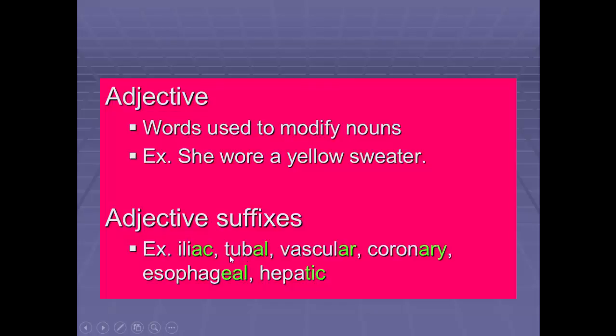So, in this case of tubal, tube would be the noun. To change it to an adjectival form, we would change the E to AL, and then that would make tube into tubal, as in tubal pregnancy, for example. So you can see how each of these are changed at the end, and all of these suffixes in green mean pertaining to or relating to.